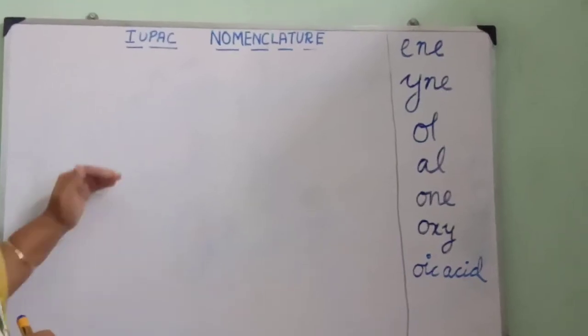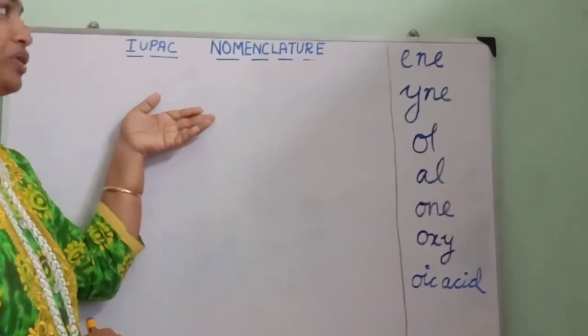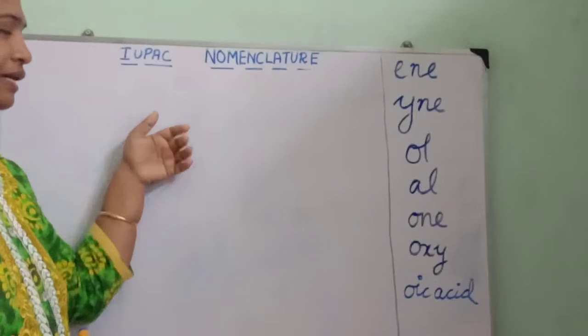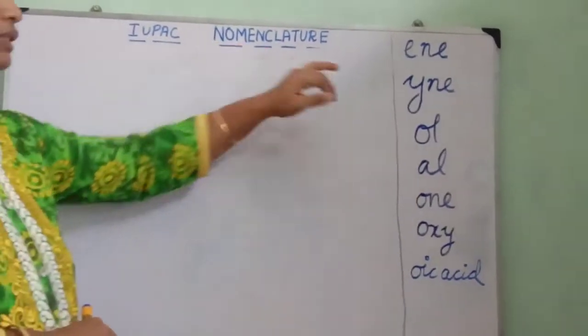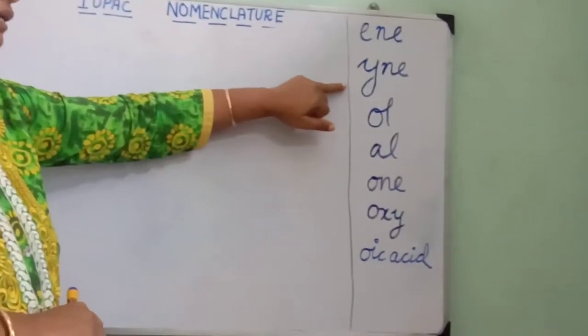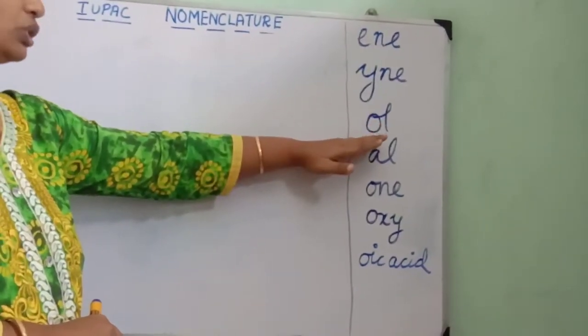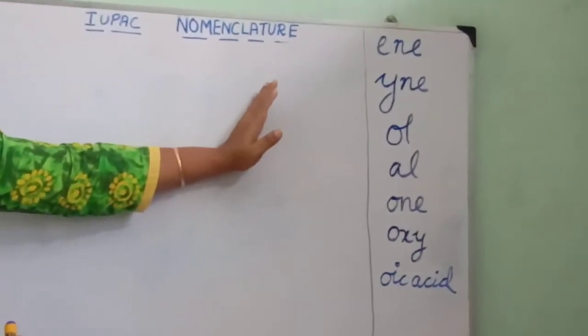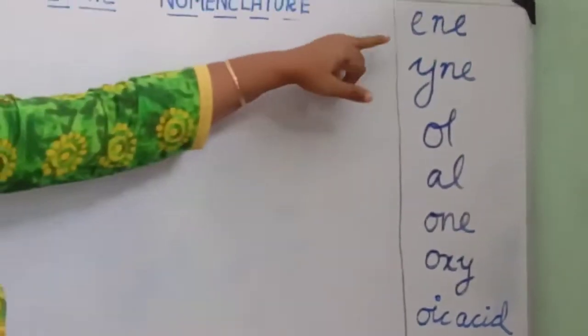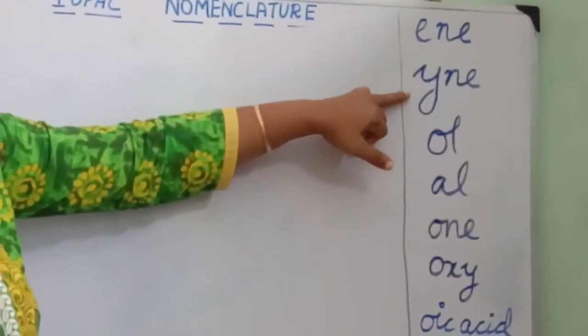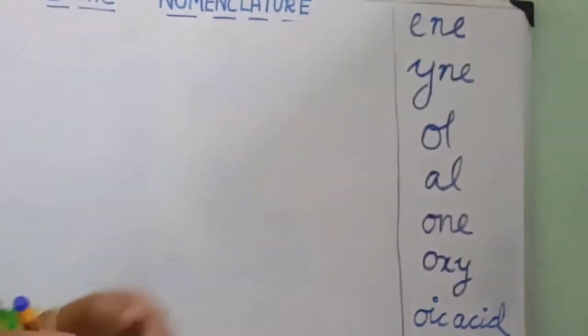We have already learned how to name alkanes. Today let us start with alkene, alkyne and alcohol, so that we will be very clear with the first three: how to label or name when it is an alkene, an alkyne, and an alcohol.